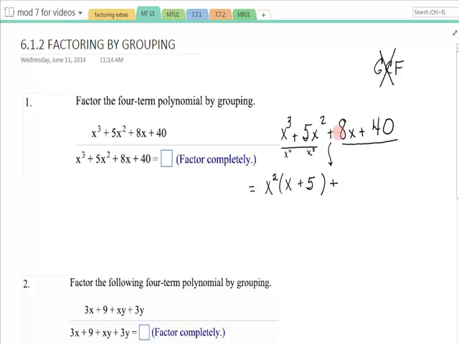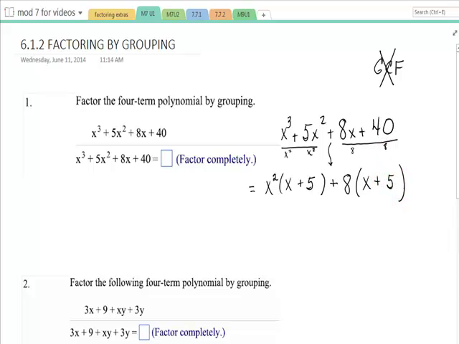Now look at these. Treat this as an independent problem. Is there something in common in just these 2? The answer is yes, 8. Divide 8 into both of those. That will go in there x times, and 8 will go into 40 5 times.